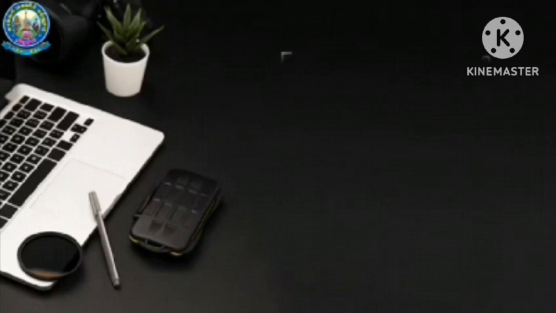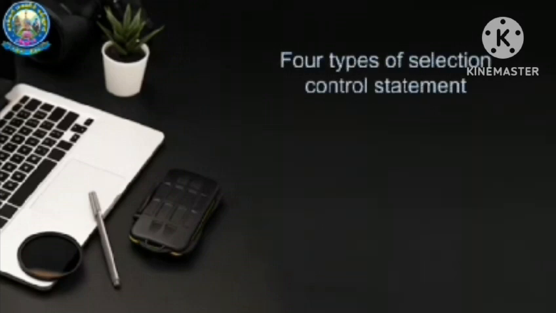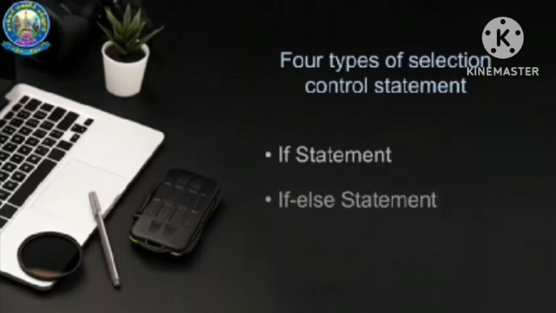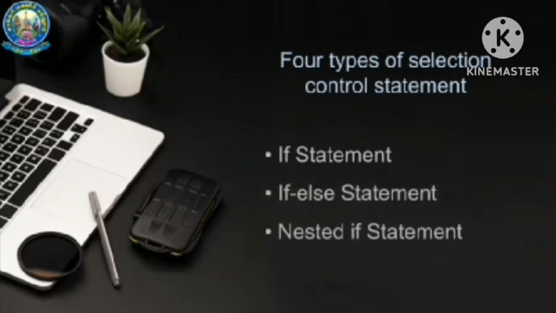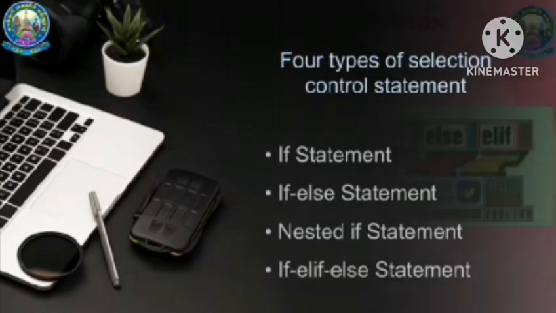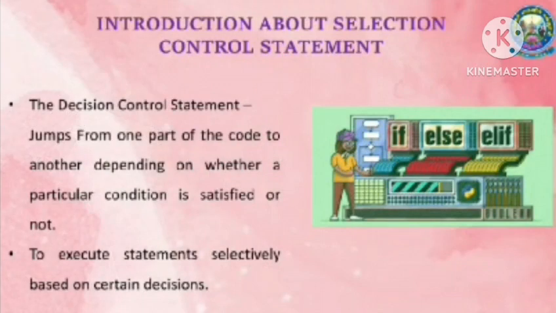There are 4 types of selection control statement: the if statement, if-else statement, nested if statement, and if-elif else statement. Introduction about selection control statement. The selection control statement is also known as decision control statement. The decision control statement jumps from one part of the code to another depending on whether a particular condition is satisfied or not, to execute statements selectively based on certain decisions.